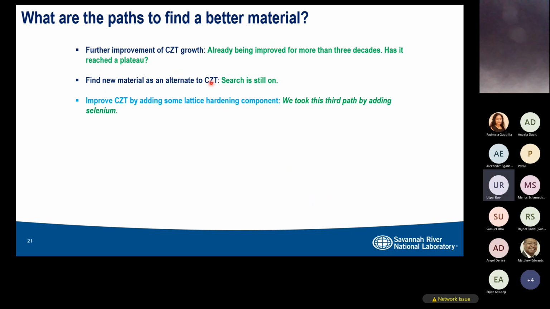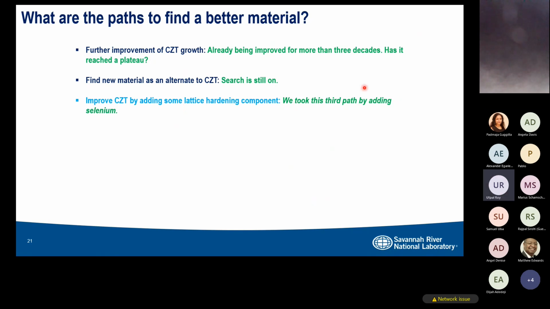So what is the third path? Second path, find a new material alternative to CdTe. And research is still on. People are still looking for a better material compared to CdTe, but so far nothing is commercially viable. Another path is, can we improve CdTe by using some lattice hardening component? What is a lattice hardening component? It means we can put some material inside CdTe so that it will stop generating those dislocation walls in the material.